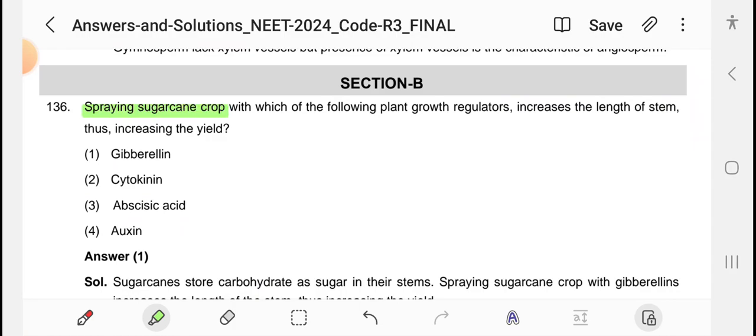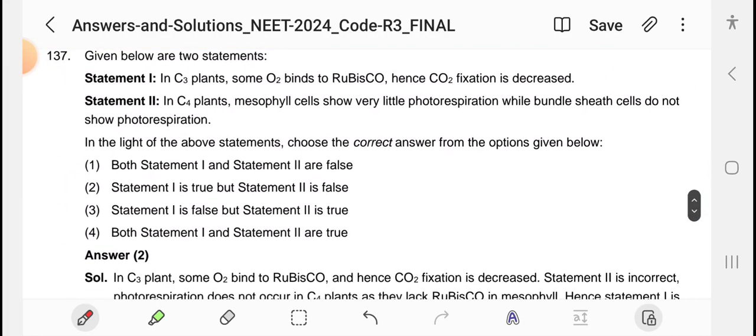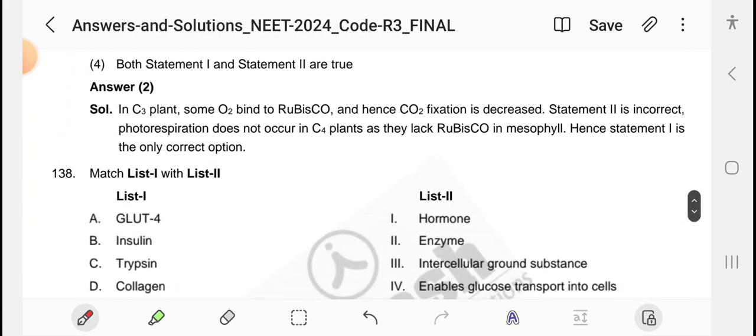Spraying sugarcane crop with which of the following plant growth regulators increases the length of the stem? So option number 1 would be correct, gibberellin. Now your second question, in C3 plants some oxygen binds to rubisco, hence CO2 fixation is decreased. This is a correct statement. In C4 plants, mesophyll cells show very little photorespiration while bundle sheath cells do not show photorespiration. This is a wrong statement. So the correct option would be option number 2. Statement 1 is true but 2 is false.